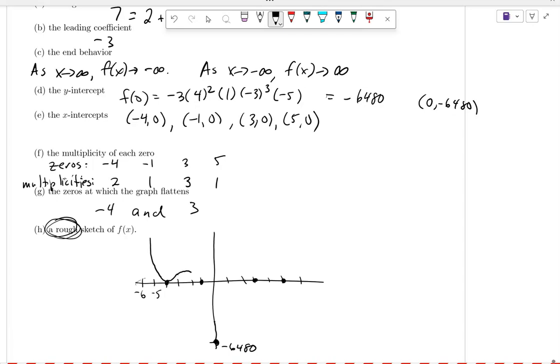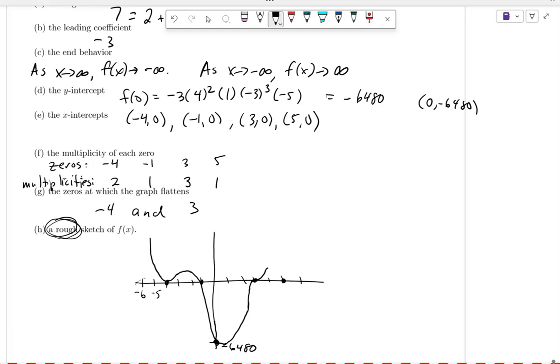Go to -1. Do we flatten at -1? No. Does it cross or kiss? Crosses, right? Because it's odd. So we'll go straight through. Now I've got that y-intercept to go through. Come back up to 3. Does it flatten at 3? Yes, because we have it listed right here in front of me, don't I? Now, does it cross or does it kiss? It crosses because it's odd, right? So it's going to flatten and go. It's going to have that snake shape there.